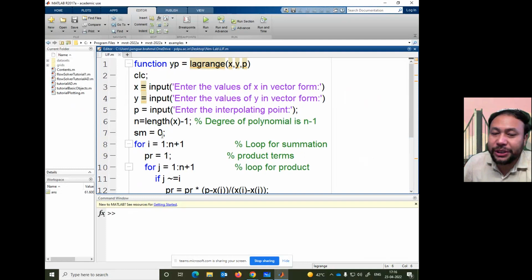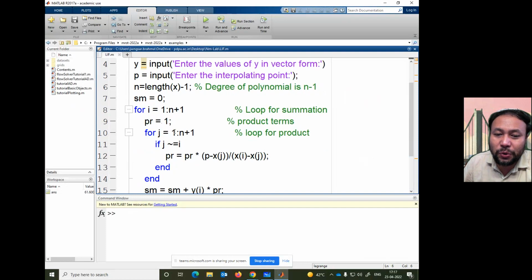So now sum is equal to 0. Lagrange's interpolation is the summation of yi into Li, so we start initially from summation equal to 0. This for loop is the loop for summation. Second, PR is equal to 1. Why do we require the PR? To calculate the Li, the coefficient of yi, which is in product form. So we start the product from 1. We cannot start the product from 0, because if the product starts from 0, the multiplication always becomes 0. So it is not possible. So we put it as 1.